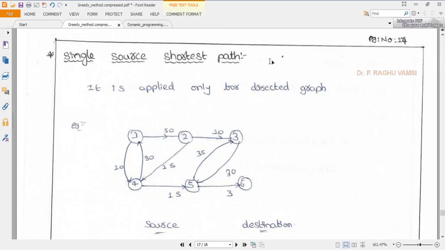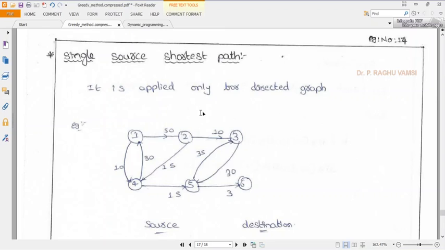There is another variant of the single source shortest path algorithm called the all pairs shortest path algorithm. All pairs means from every vertex to every vertex. For example, 1 to 2, 1 to 3, 1 to 4, 1 to 5, 1 to 6. Like that 2 to 1, 2 to 4, 2 to 5, 2 to 3, 2 to 6. Like that 3 to 1, 3 to 2, 3 to 4, 3 to 5, 3 to 6. Like that every pair. This is called the all pairs shortest path algorithm, and it can be solved using dynamic programming, which we'll see afterwards.